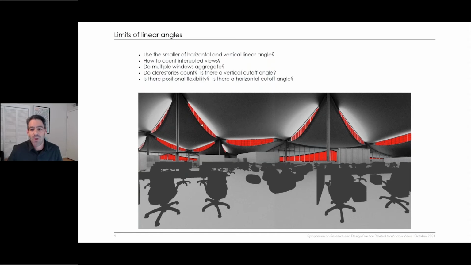Can we aggregate multiple windows? Do clerestories even count? Is there a vertical cutoff angle we should consider? And is there positional flexibility? Is there a horizontal cutoff angle? Can we look over 180 degrees or 360 degrees, or should it be more like 60 degrees, as one of the presenters suggested earlier today?